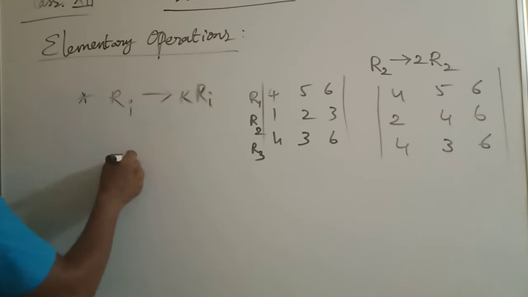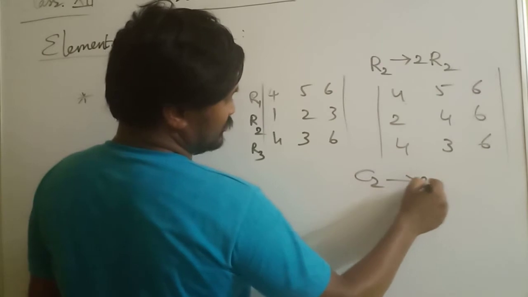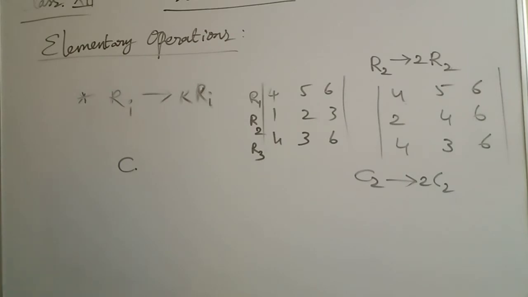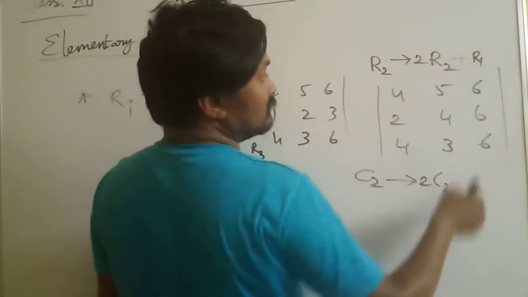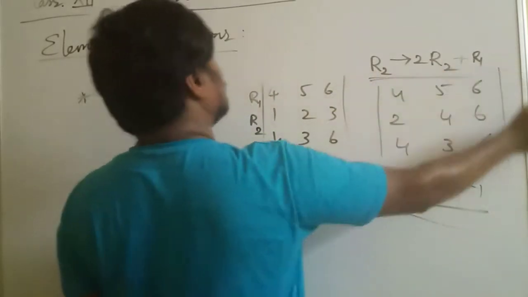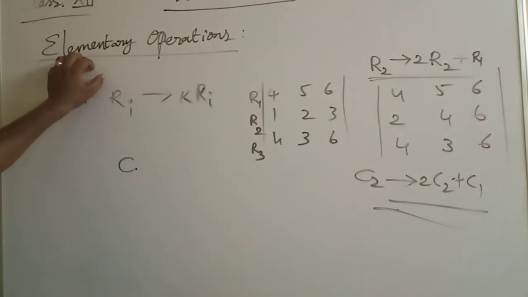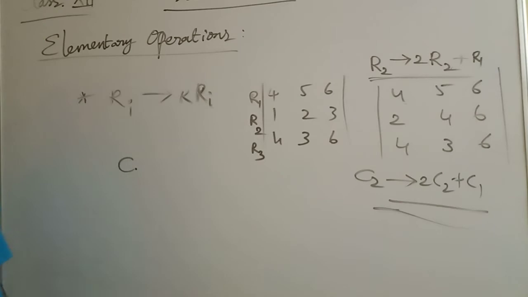It is the same for columns also. Same method: C2 tends to 2C2, or plus C1, or here also plus R1. Whichever is possible, you can use. That is your third property, plus just R1, just like C1. So these operations are used as your third operation. Such kind of operations we can call elementary operations to simplify the determinants. Okay, that is about elementary operations. Let's move on to the next topic.